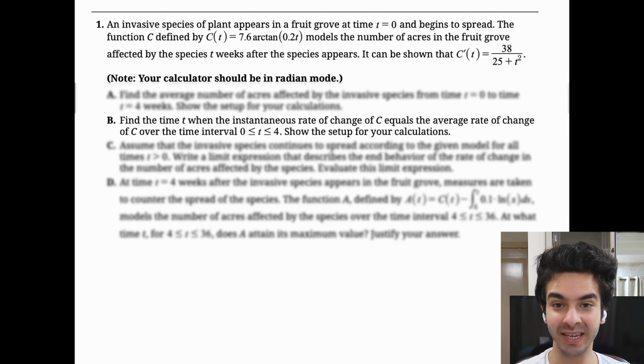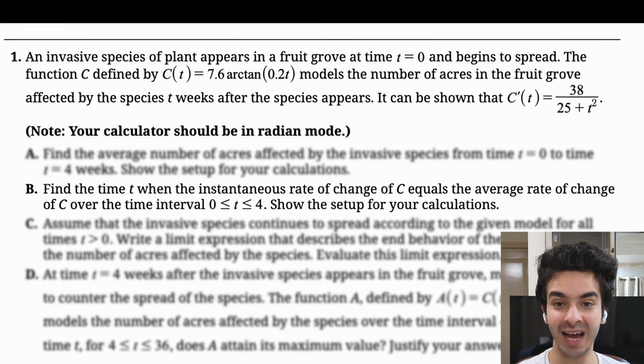Okay, moving on to part B. It says, find the time t when the instantaneous rate of change of c equals the average rate of change of c over the time interval 0 to 4. Show the setup for your calculation.